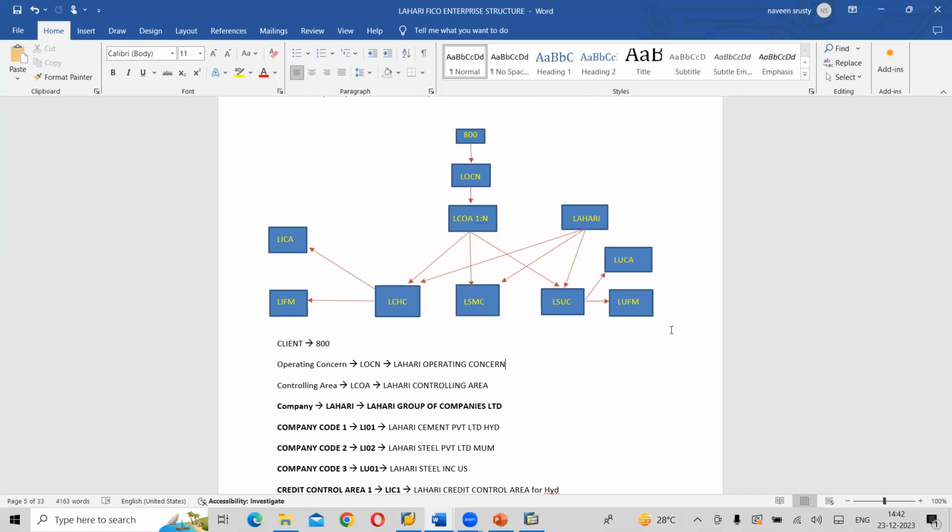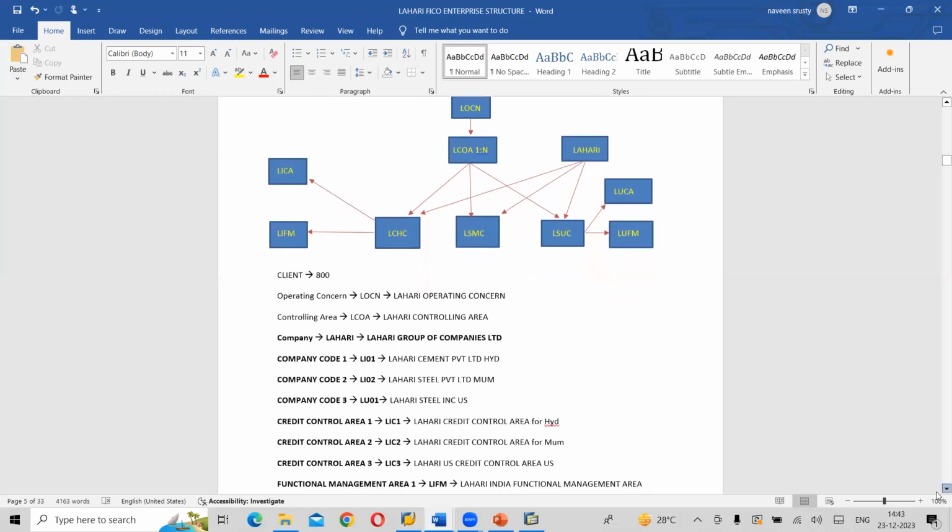So here, as I said, the client will be given by our practice server, so you can just write it down. We can see here LOCN. Whatever I said, L stands for Lahari, OCN stands for operating concern. LOCN is nothing but Lahari operating concern. Just write this down also, so that from tomorrow onwards, if we do practicals, we don't have any issues.